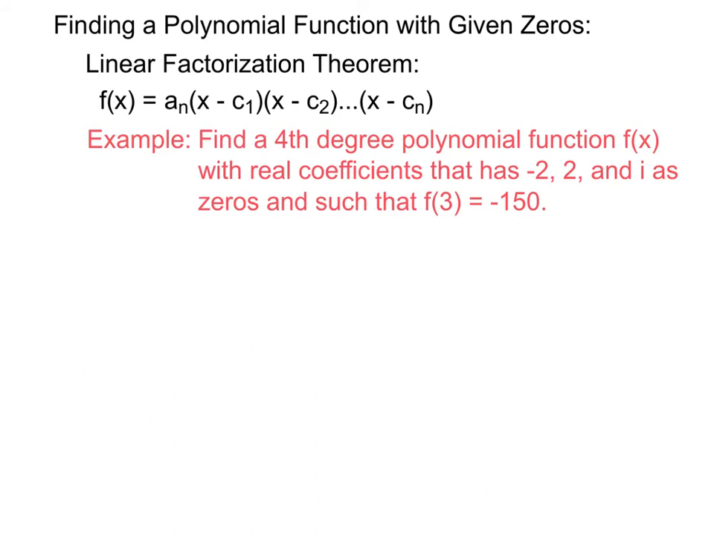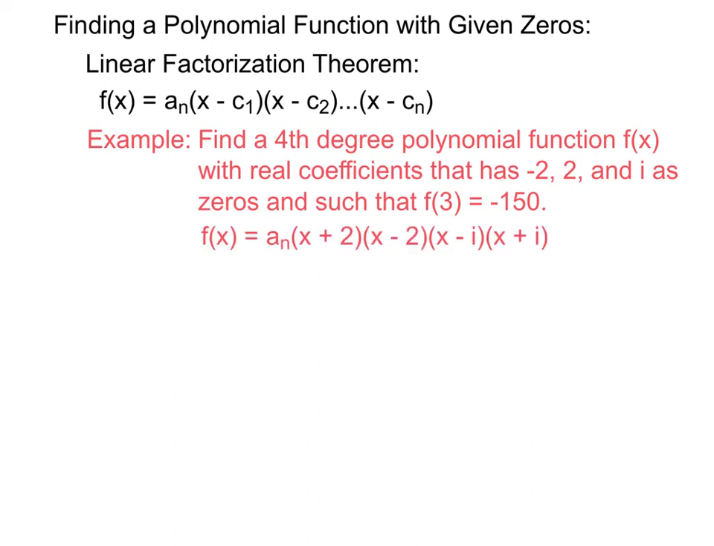So we want to find a fourth degree polynomial function f of x with real coefficients that has minus 2, 2, and i as zeros, and such that f of 3 is equal to minus 150. Well, the first thing we notice is that if i is a zero, then minus i has to also be a zero, the complex conjugate, because imaginary numbers as zeros always come in pairs. So if i is a zero, minus i has to also be a zero.